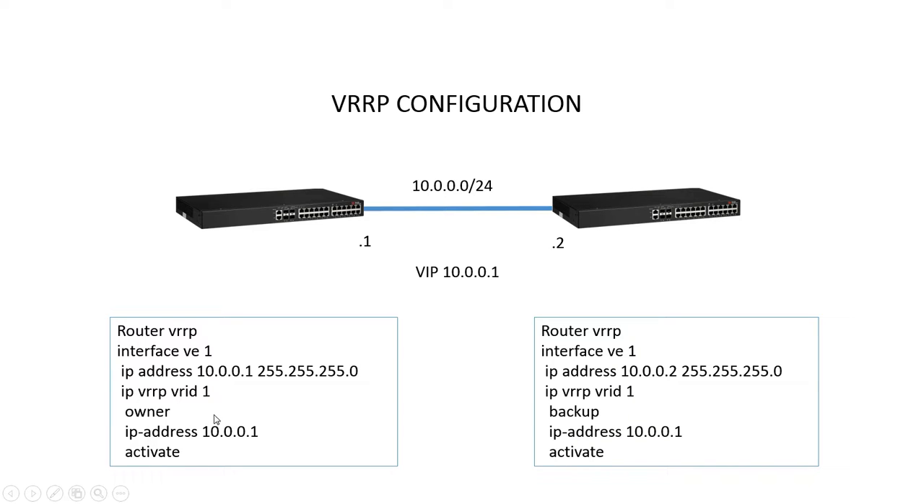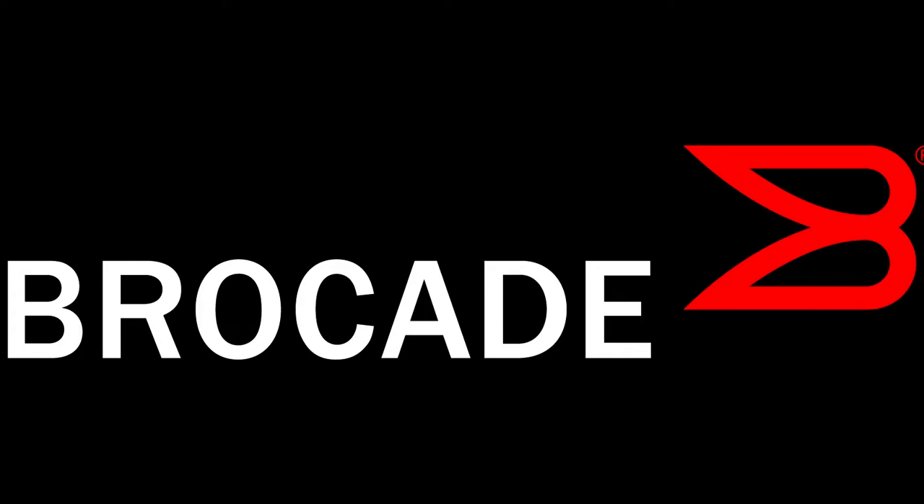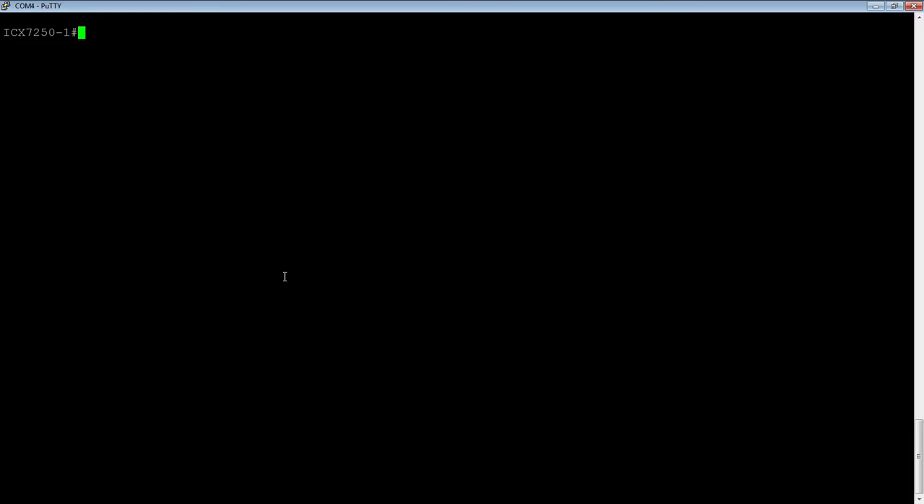So in VRRP, there's an owner and a backup. In VRRP-E, there is no such thing as an owner. There is just a master and a backup. Normally in VRRP, the master is going to be the owner. They're one and the same. And only should the owner go down will the backup ever become master. So let's have a look at how we configure that. Now, there are other things you can do in here, track ports and other items like that, but in this case we're just going to concentrate on a basic configuration.